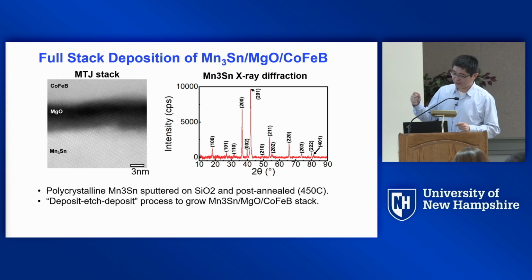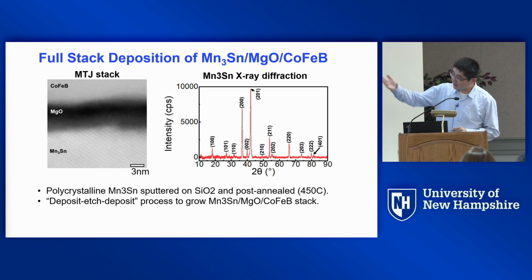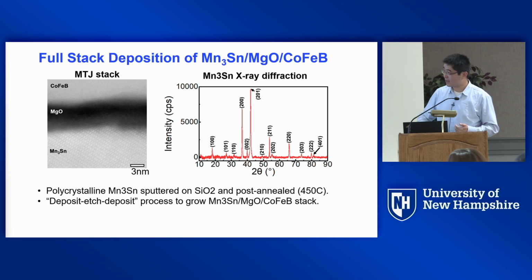But manganese is known to be very volatile, so it tends to diffuse around when you heat up the sample. In order to suppress such manganese diffusion, we did a deposit, etch back, and then deposit again process to grow this whole MTJ stack.